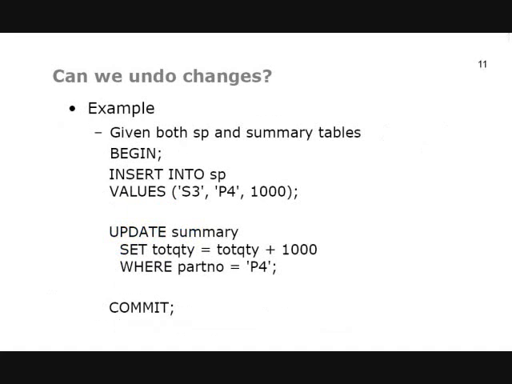So if I have something like that, I have a shipment table and I have a summary table that I've defined. And then I say, insert into shipment values S3, P4, and 1000. So I'm going to update my shipment with a new shipment. And at the same time, to maintain consistency, I want the summary table to be also updated. Because if the first update takes place but the second doesn't, then the database will be in an inconsistent state. The summary table wouldn't reflect the data that is in the shipment table.